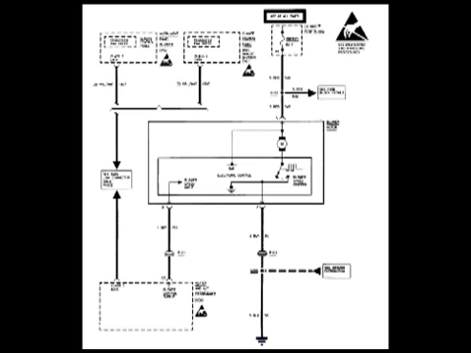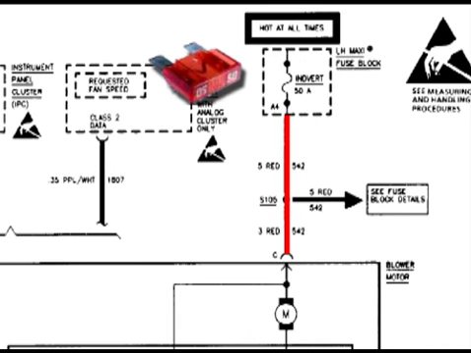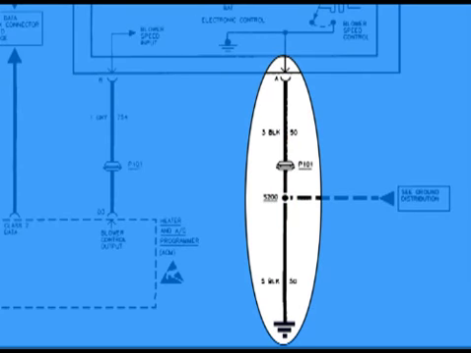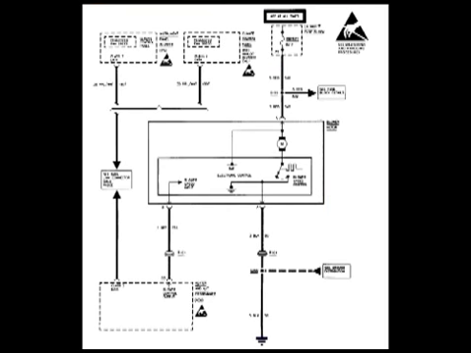Here we're looking at the schematic for the front blower and control system. As we can see, a 50 amp maxi fuse supplies power at all times to circuit 542, the red wire. Ground is supplied from the black wire, which is circuit 50. So far so good, right? We should have B plus on the red wire and ground on the black wire.